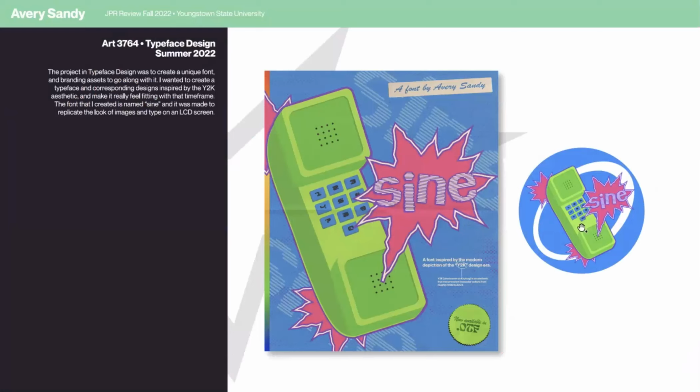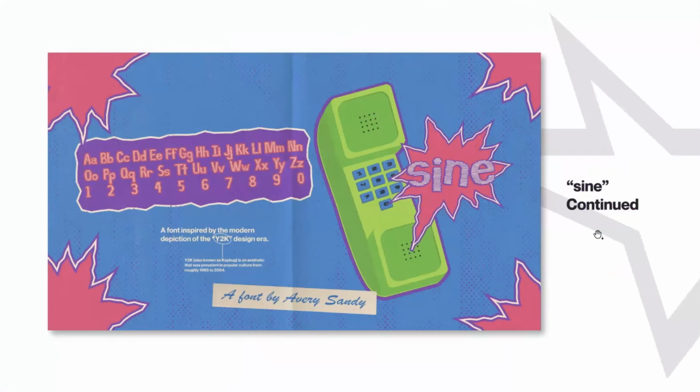This is my project in typeface design, which was to create a unique font and create branding assets to go along with it. I really wanted to create a font that fit with the Y2K aesthetic and create a poster, sticker and wallpaper to go along with that. My font was called Sign, and this is the poster and sticker that I created. And this is the wallpaper that I created.